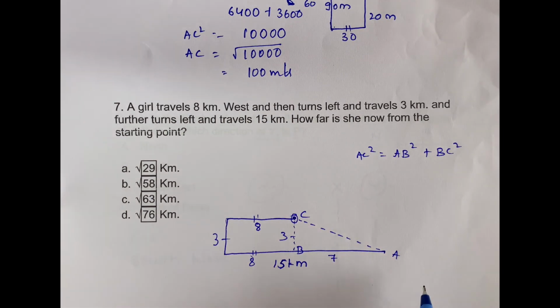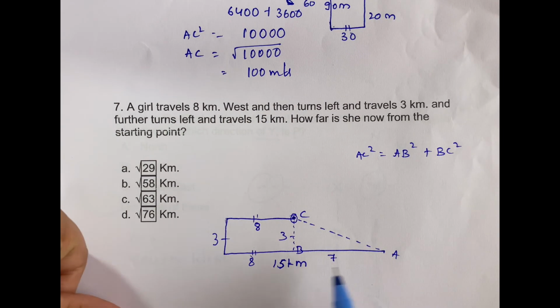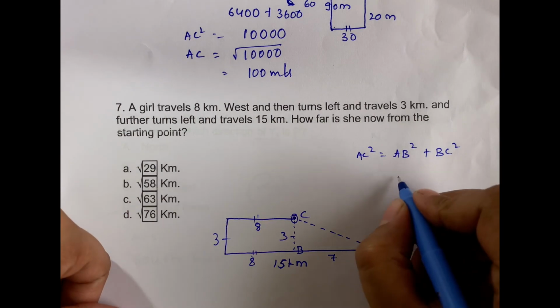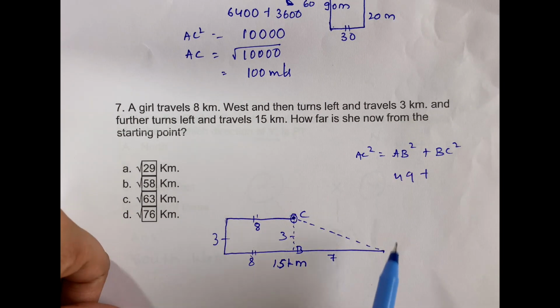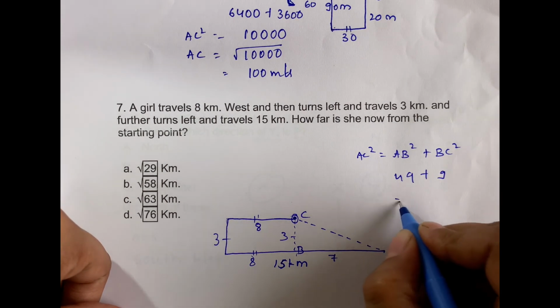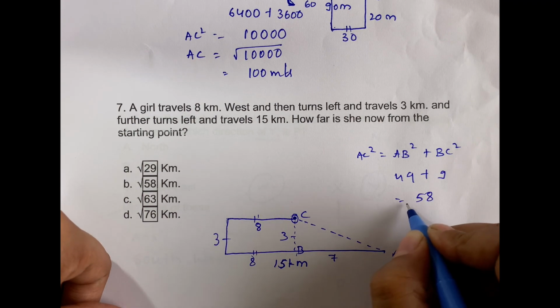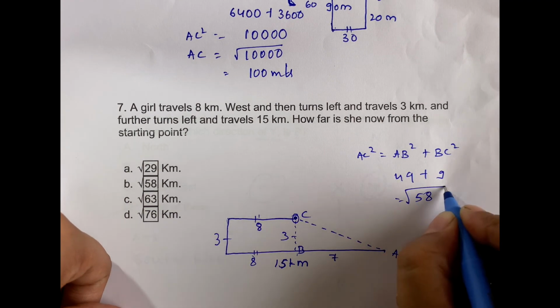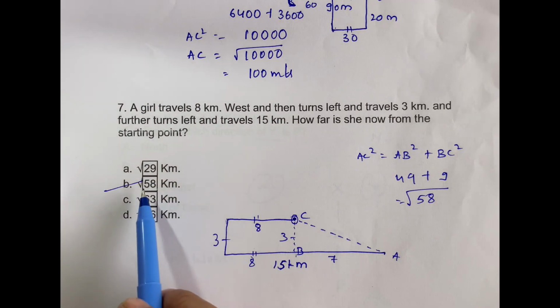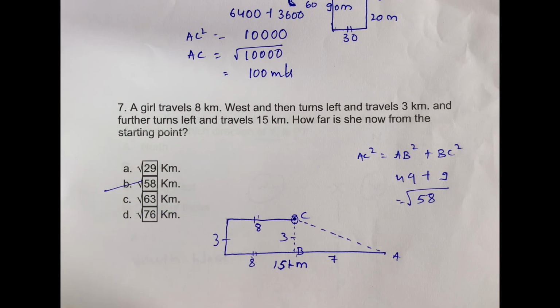So we will make the direct calculations. AB square is 7 square, that is 49. Okay, plus how much is this? BC square is 3 square, that is 9. It comes to 58. So if you take the root of 58, we have the answer. That is root 58 kilometers is the answer.